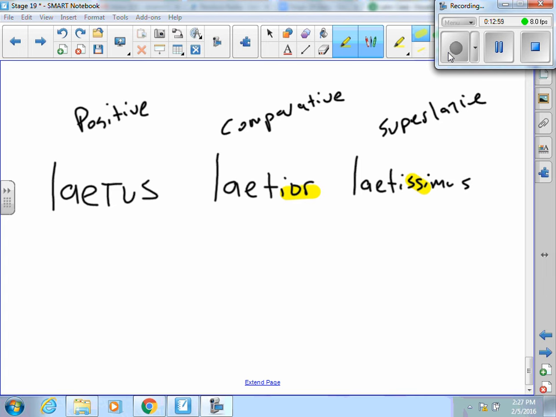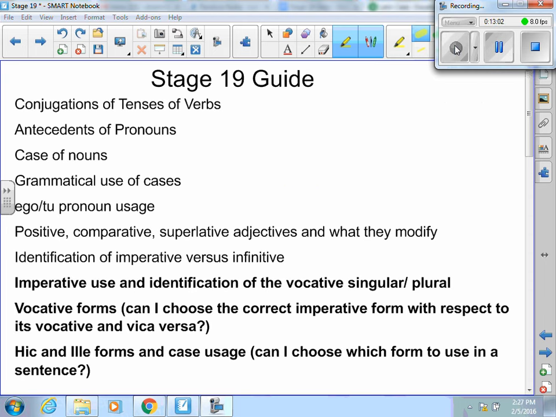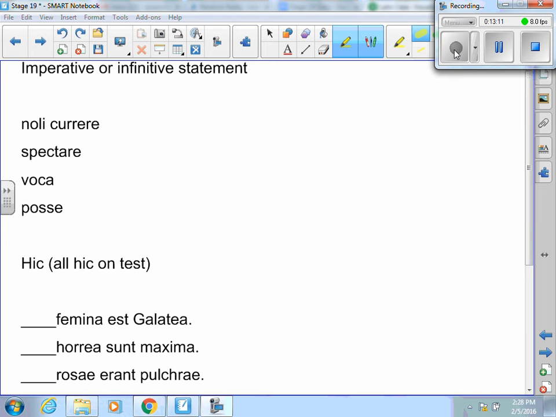Next, we have identification of imperative versus infinitive. And I mean imperative phrases versus infinitive phrases, because sometimes we use the infinitive with the imperative. So here I have imperative or infinitive statements: noli currere, spectare, voca, and posse. The first one, noli, is an imperative. After I've identified the imperative noli, I don't care that there is also an infinitive. This is an imperative statement, so this will be imperative. Spectare is an infinitive. Voca is an imperative, and posse is an infinitive. This is from esse, so posse would be an infinitive.